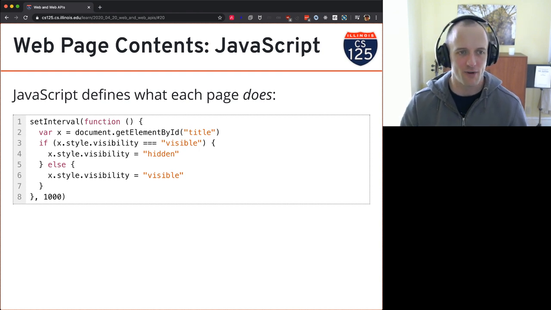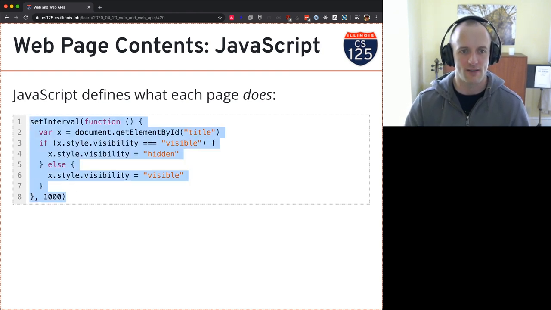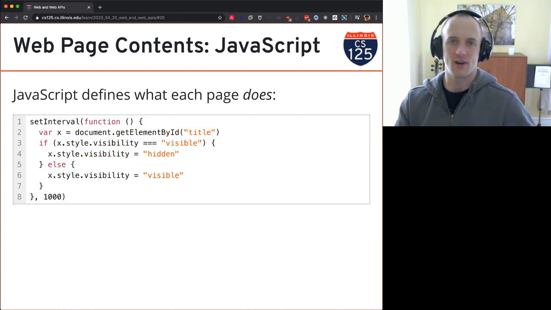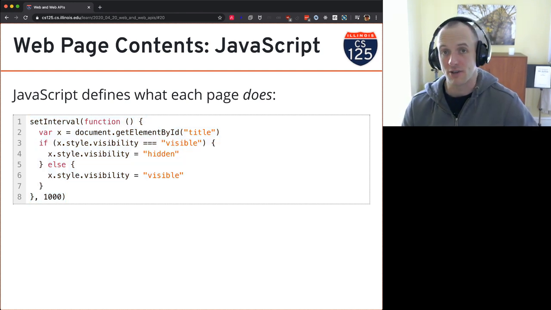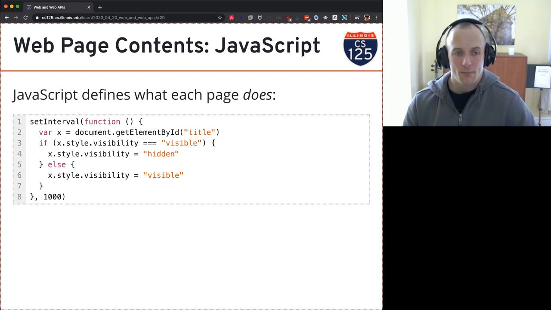But here's an example of a little bit of JavaScript that you could send along with the page. Now, I'm not going to stop and try to start teaching you JavaScript suddenly with like 2 weeks left in the semester. But some of this may look slightly familiar to you. You could maybe just squint at it and have some sense of what's going on.